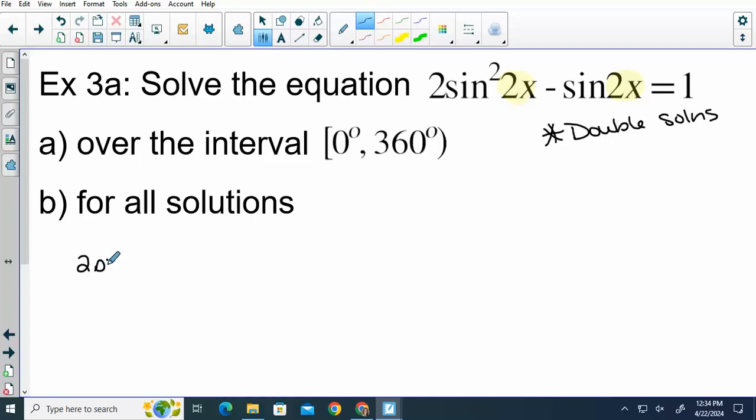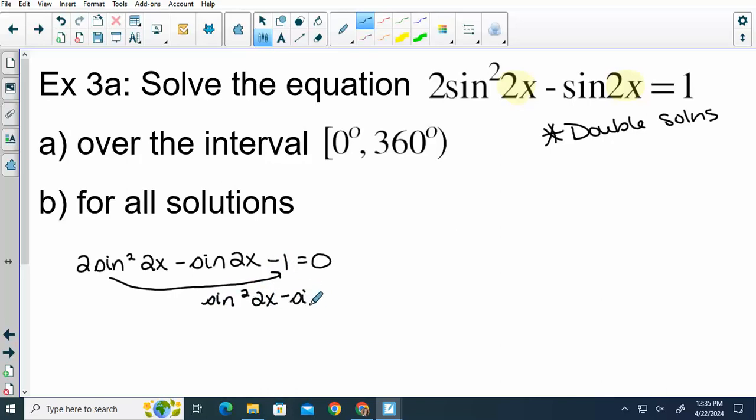So we have 2 sine squared 2x minus sine 2x. If we subtract over our 1, that equals 0. Okay, so it's equal to 0, but now we don't have a greatest common factor, so what would we do? Slip and slide. So now we have to factor this.